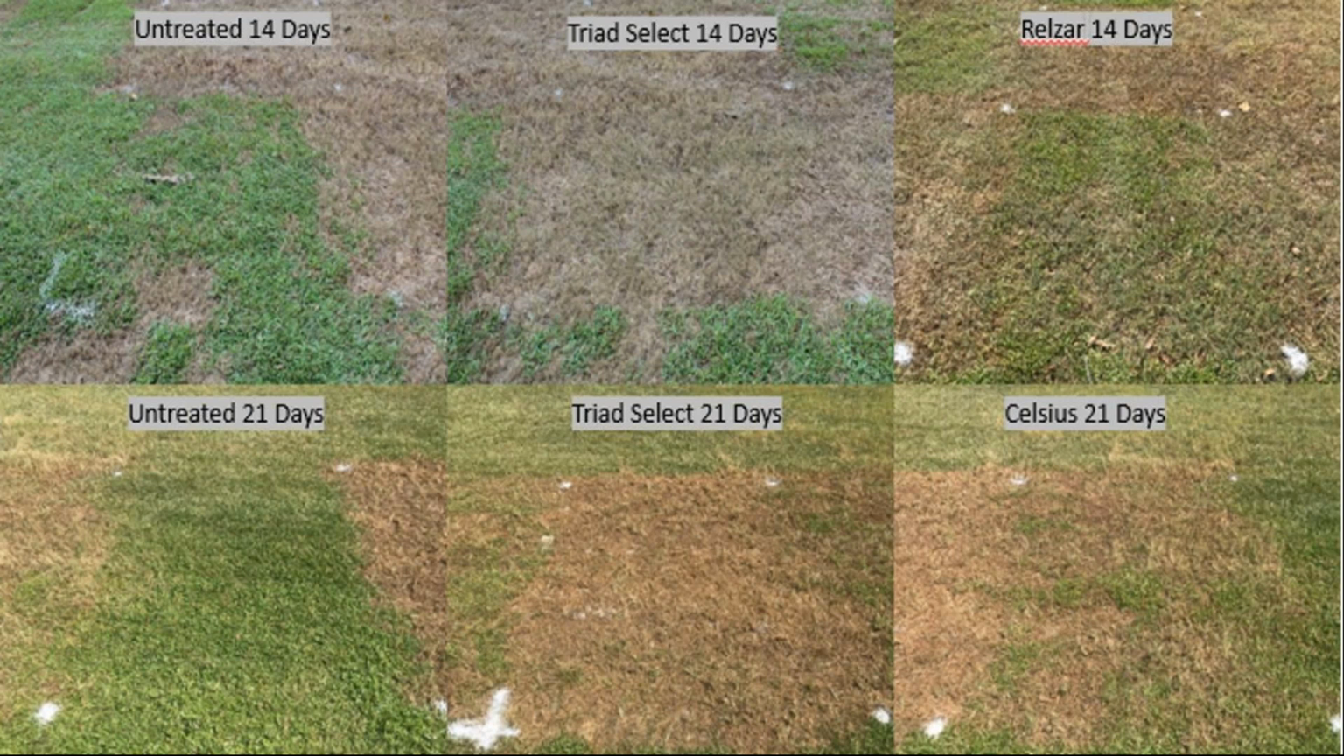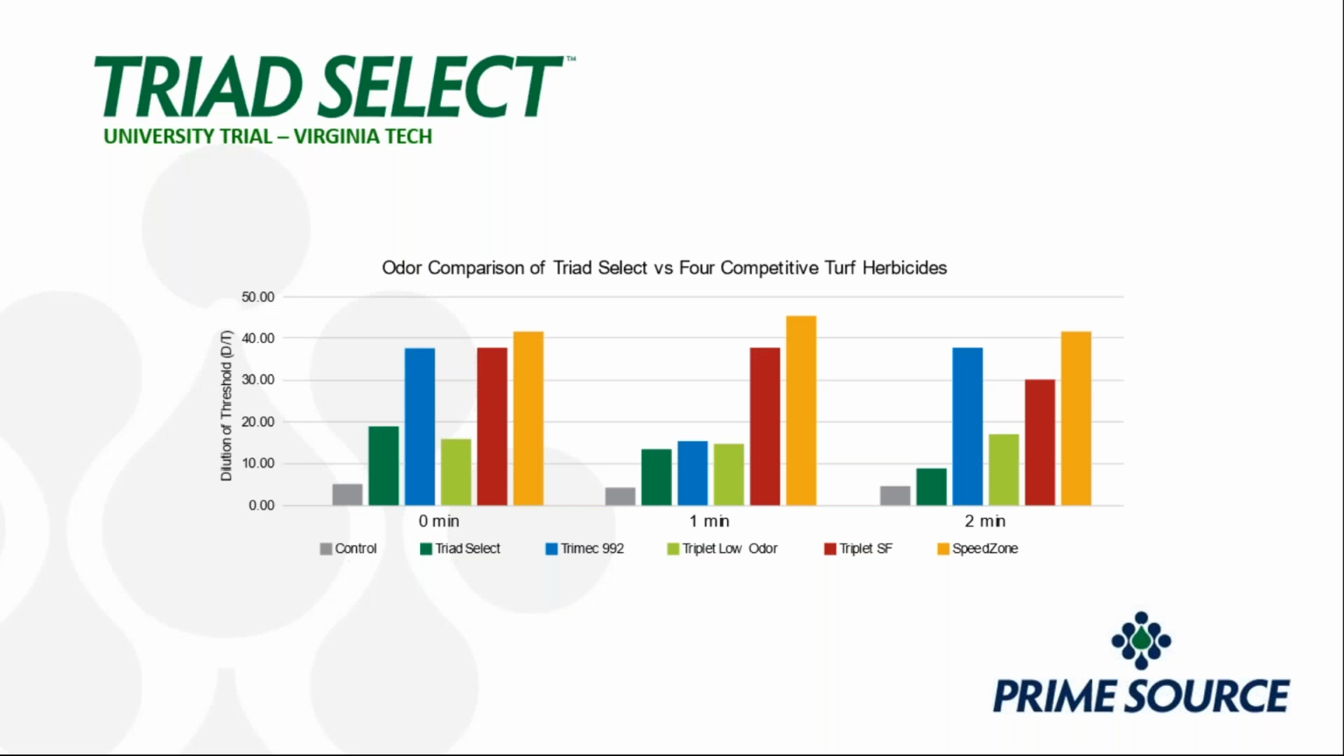And here is the second part of the trial. So this is the untreated on the left. We have our Triad Select in the middle at 14 and 21 days. And then we have Relzar, which is a Corteva product. And they were bringing this product to market specifically saying that it was a good doveweed control. And then we have Celsius at the bottom. So as you can tell, Triad is definitely head and shoulders above anything else in the market with this weed in mind. So I mentioned low odor.